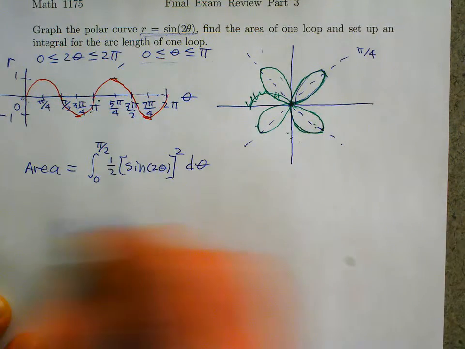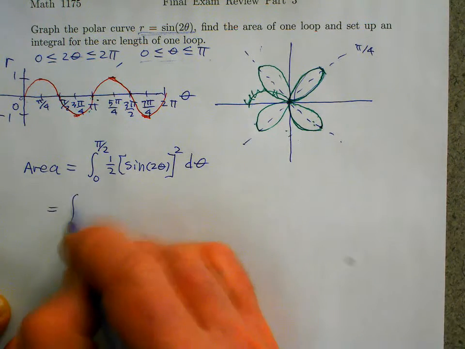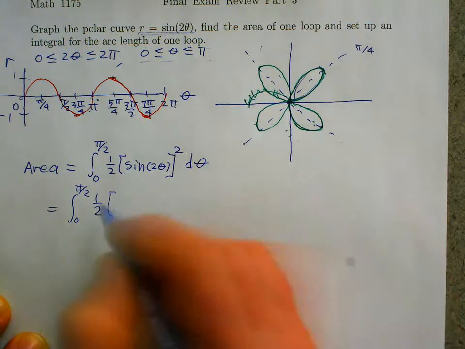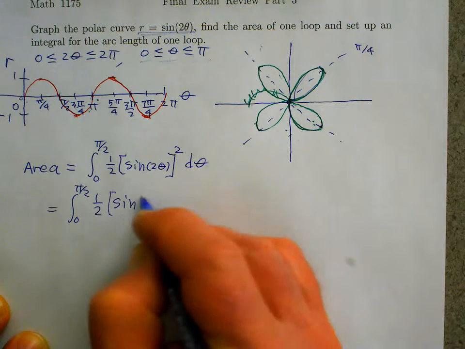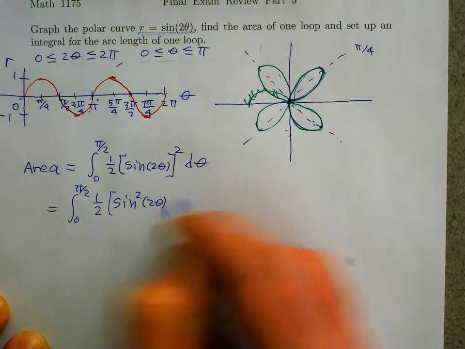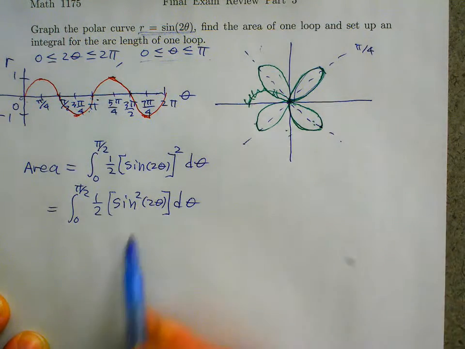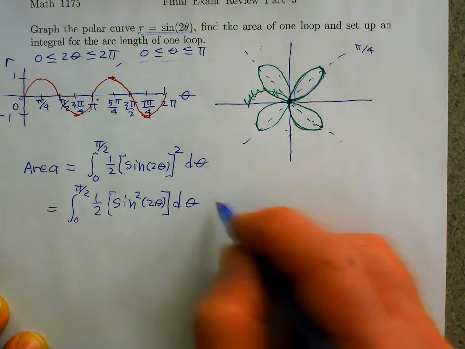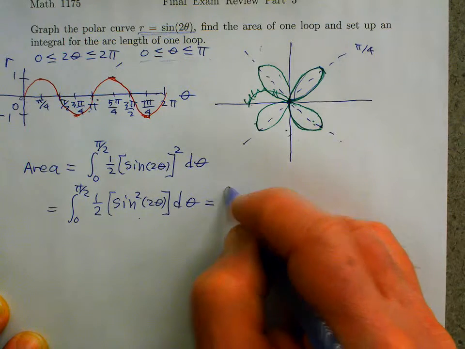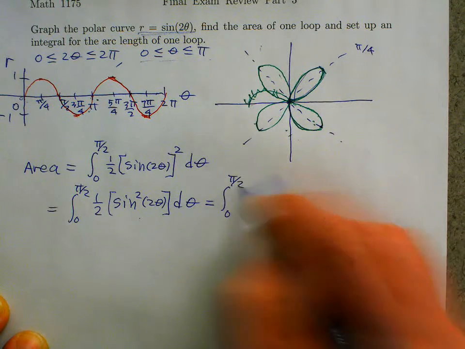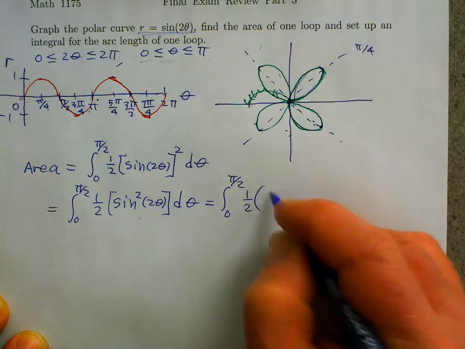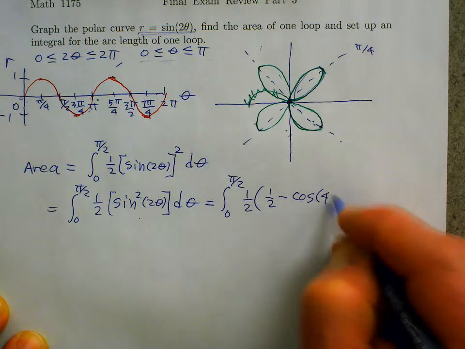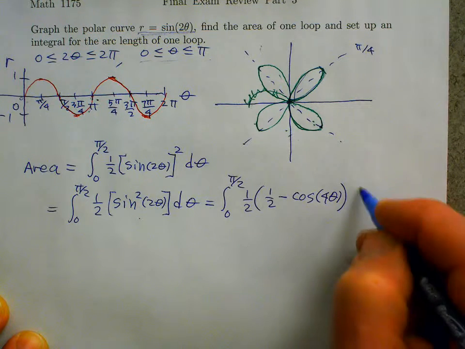Okay, so when we square that, sine of 2 theta squared, we use the identity for sine squared. So we're going to get a definite integral of 1/2 times 1/2 minus cosine of 4 theta over 2, d theta.